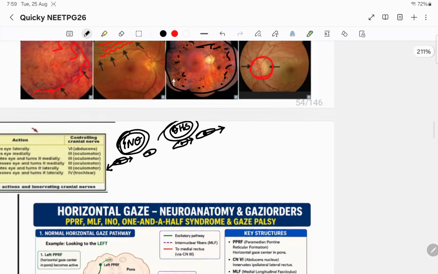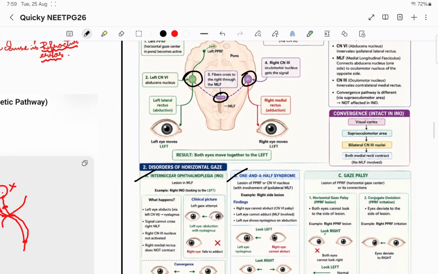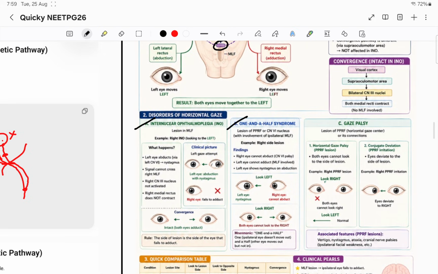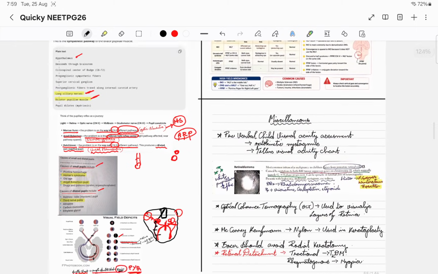This is a little confusing. Just go to this diagram and study once again, and you will be able to do it. By trying to elicit the signs yourself, you will be able to solve it. If the unaffected side is also affected, then it is going to be 1.5 syndrome, but if it is only the affected side that is having the nystagmus, then it is going to be INO. So that is the thing with respect to this particular topic.